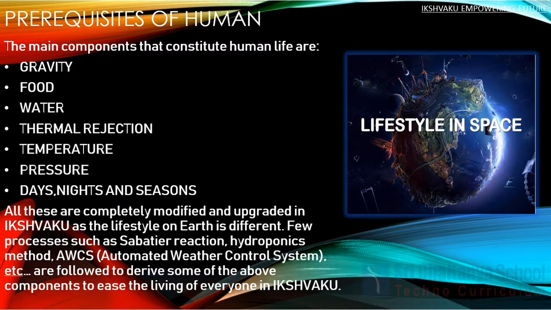Energy. Energy is something which can be generated or transferred in order to do some work. Different forms of energy are chemical energy, nuclear energy, solar energy, gravitational energy, radiant energy, etc. Temperature and pressure must be maintained. This is also a challenging task in space. One of the challenges of making a space settlement is to simulate Earth-like weather and climatic conditions. Ikshvaku overcomes this challenge by its automated weather control system or AWCS. It controls various things such as temperature and humidity, day, night, and seasons.